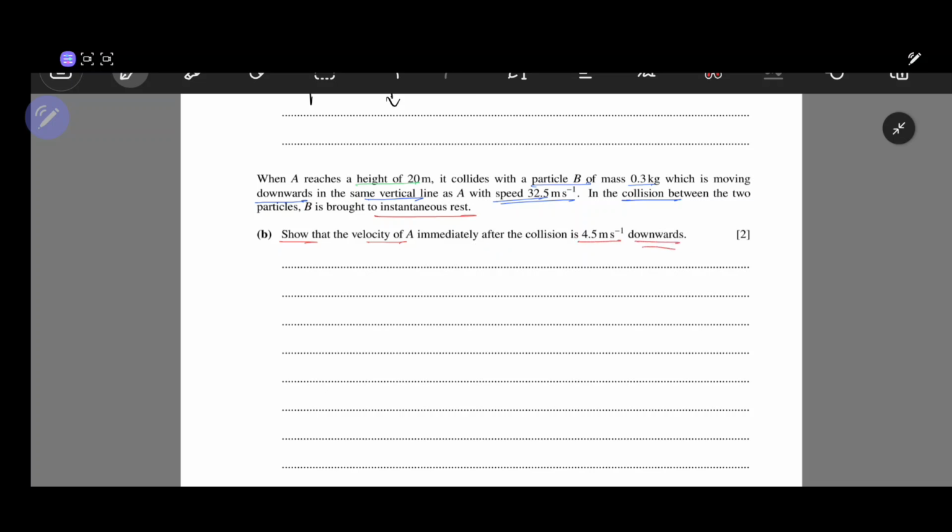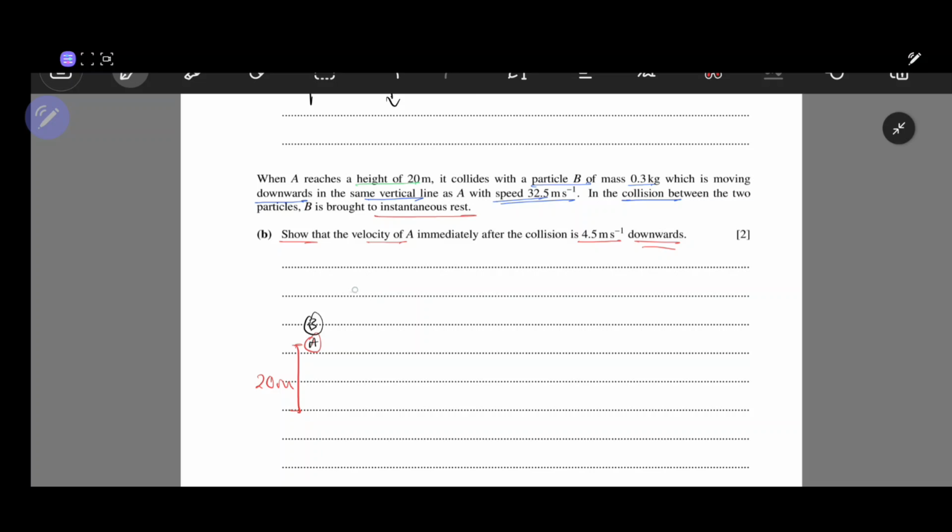So when reading this question, you will notice that I highlighted the important parts. We need to understand what method we'll use to solve this question. So let's look at the facts. What's happening? There is a particle that was moving up, and when it's at a height of 20 meters above the ground, it collides with another particle, which is represented as B. So two particles are colliding.